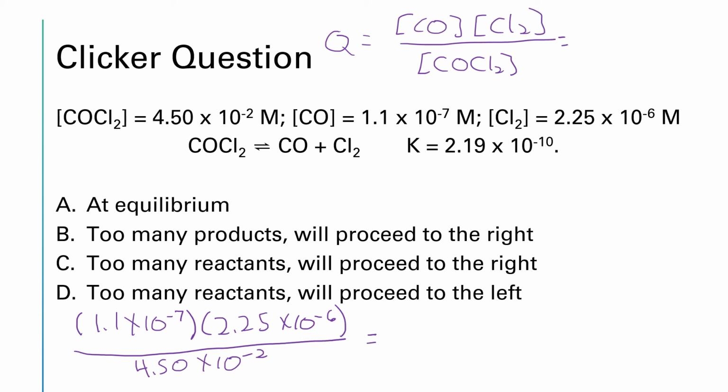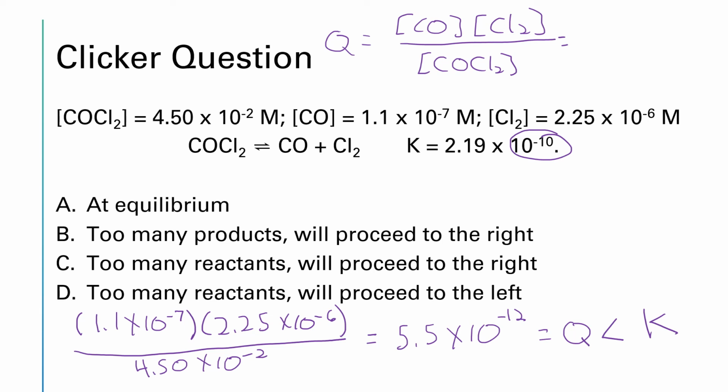All right, let's run that through the calculator. 1.1 times 10 to the negative 7 times 2.25 times 10 to the negative 6. We're going to divide that by 4.5 times 10 to the negative 2. That is going to give us a value of 5.5 times 10 to the negative 12. Now remember, that's what we're calculating for Q. K is 2.19 times 10 to the negative 10th. So Q is smaller than K.